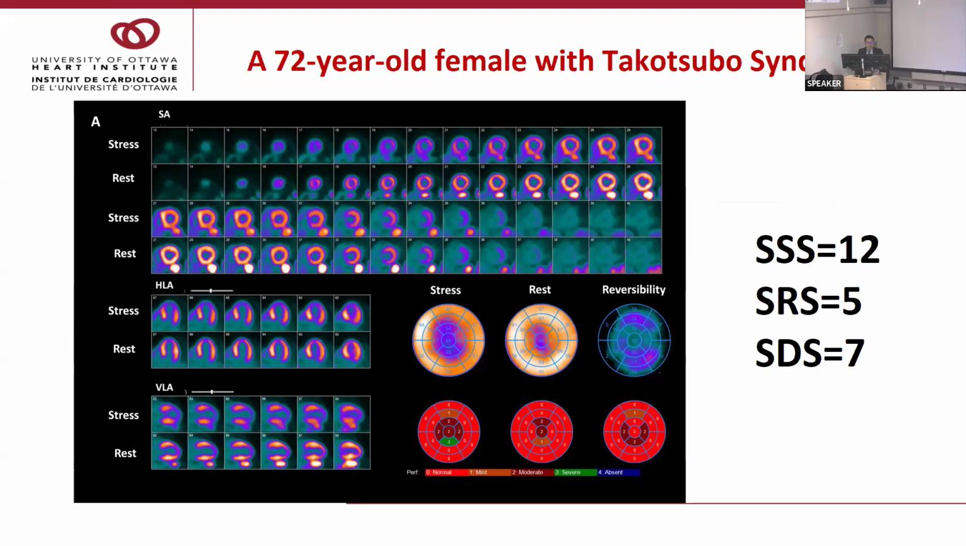This is a case of Takotsubo syndrome. As you can see here, there is a moderate perfusion defect in the apical segments and apex, which improves at rest. The summed stress score, SSS, was 12, and the summed rest score was 5. The summed difference score, which indicates the amount of ischemia, was 7.